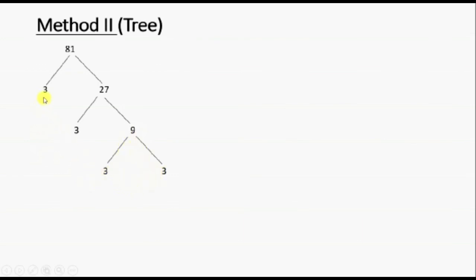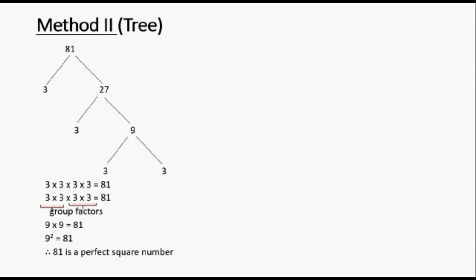Express 81 as a product of its prime factors by multiplying 3 times 3 times 3 times 3. Let's do that. So we have 3 times 3 times 3 times 3, giving us 81. Then what are we supposed to do? Group the factors. So when you group them, you find that 3 times 3 is giving us 9. 9 times 9 is giving us 81. So our identical factor is 9. 9 squared is equal to 81. Therefore, we can conclude that 81 is a perfect square number.